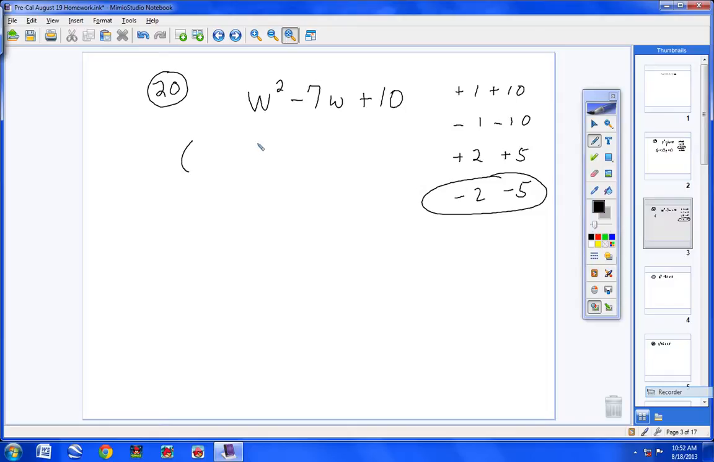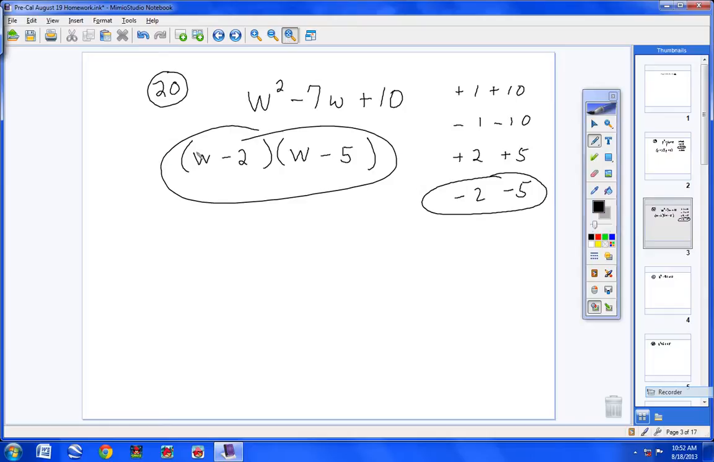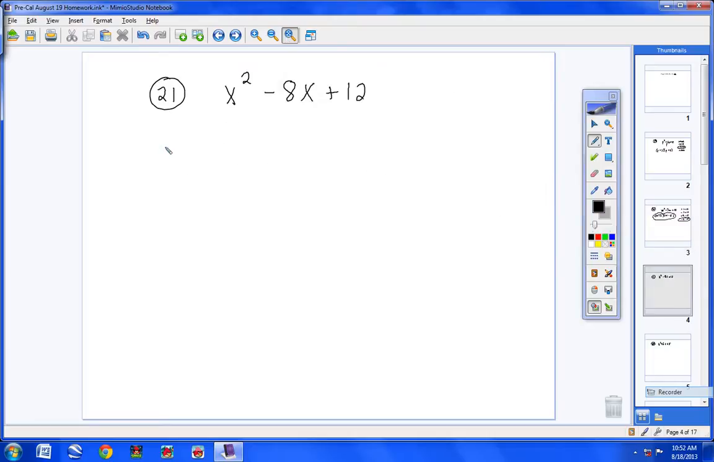So put your 2 parentheses. Now, what goes in your first spot here? Well, you have a W squared, so I'm assuming it would be wise to put a W and a W. Now, what goes in your last 2 spots here? Well, I've got a positive 10. There's no variable, it's the positive 10, so I think I want to use a negative 2 and a negative 5. And by the way, those 2 parentheses can be switched around. That's totally fine. All right, let's go on to number 21.